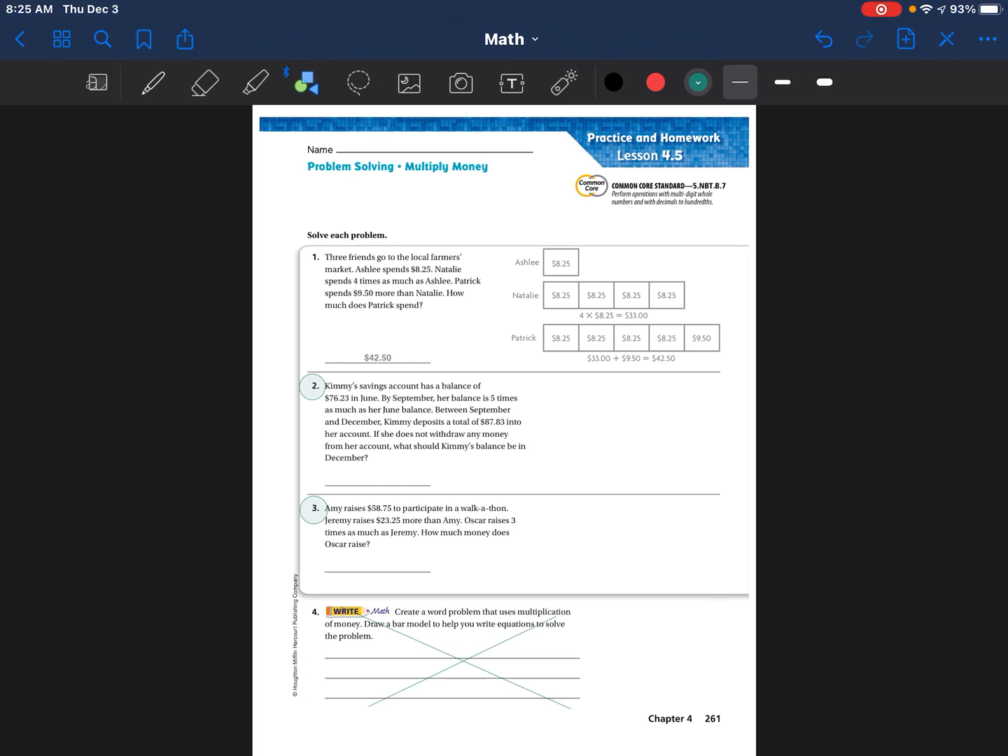So when you turn in your assignment today, make sure that you turn in this page, page 261, as well as any work that you completed on paper. Please don't forget your work because you will lose points. Hope you guys have a great day. Don't forget, tomorrow you have a quiz on lessons 4.1, 4.3, and what we did today, 4.5.